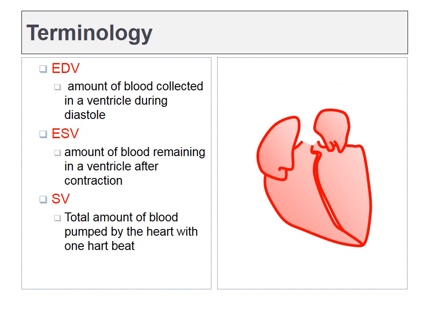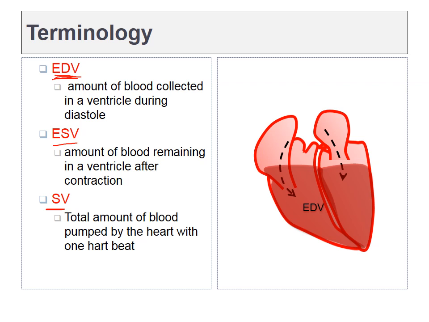So the first equation I'm going to cover deals with stroke volume, which is the amount of blood that the heart pumps with every heartbeat. And that's going to be equal to the difference between these two things. So what are these things? Let's start with EDV. That's the end diastolic volume.